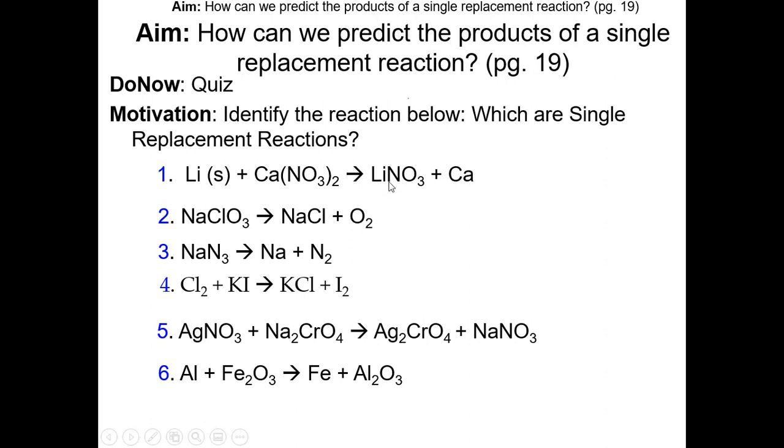This is the fourth video lesson for Unit 6A. In this lesson, we will be predicting the products of a single replacement reaction. Let's go to page 19 in the class packet.